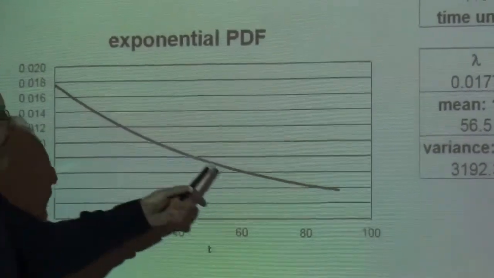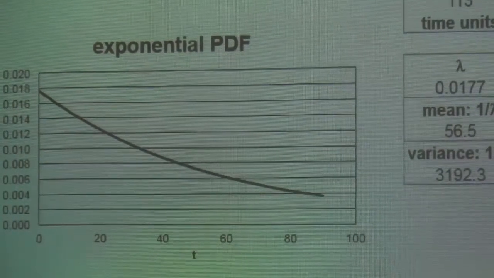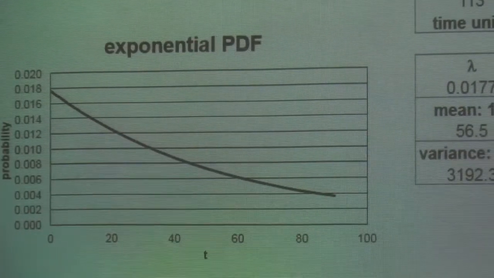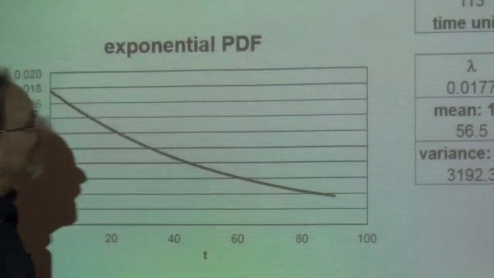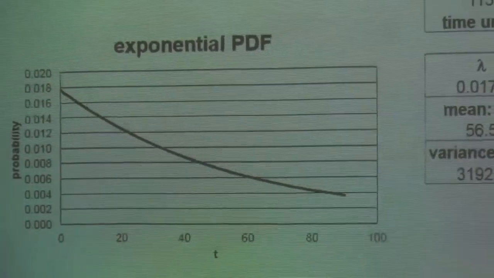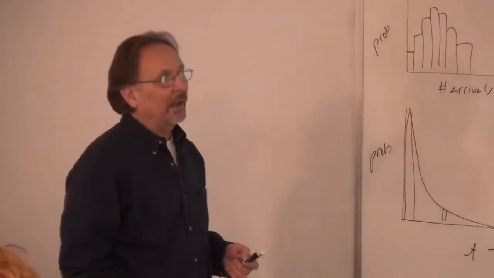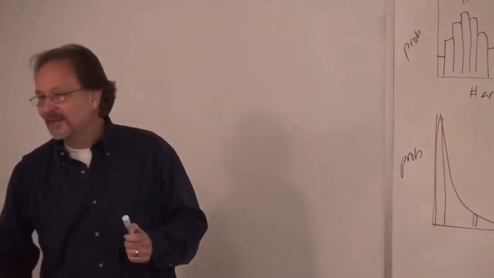But this is the probability of occurrence of the time between crashes. So as this probability decreases, there's more time in between the crashes, just like there's more time in between arrivals. And you can model that continuously. This isn't as interesting for our applications, however, as the cumulative distribution function.